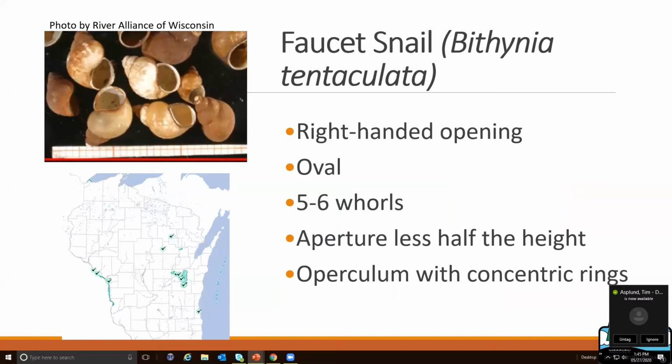So we'll start with the Faucet Snail. It's a right-handed opening snail. It's oval in shape. It's about 5 to 6 whorls, and it does have an operculum, so it is able to seal that shell. I didn't include a picture of the operculum specifically, but it is distinct in that there are concentric rings on just the operculum itself. We do have several populations in Wisconsin, in the Lake Winnebago area and the Mississippi River.